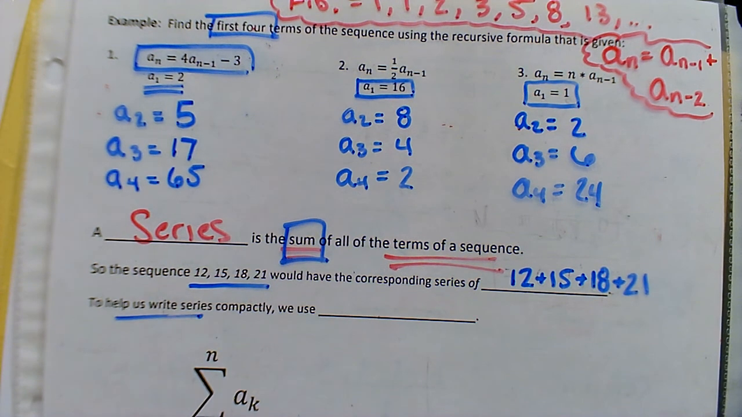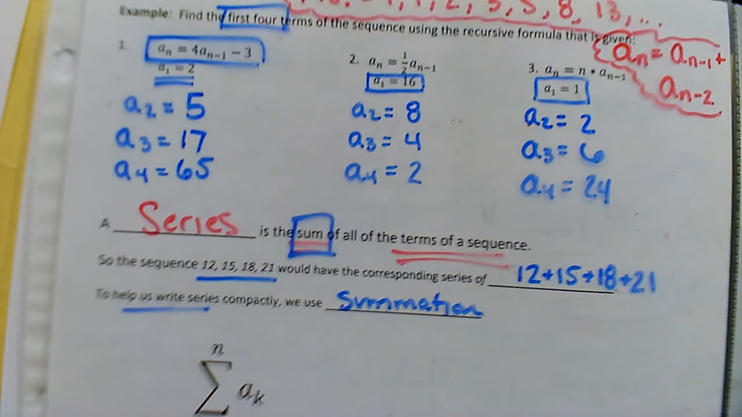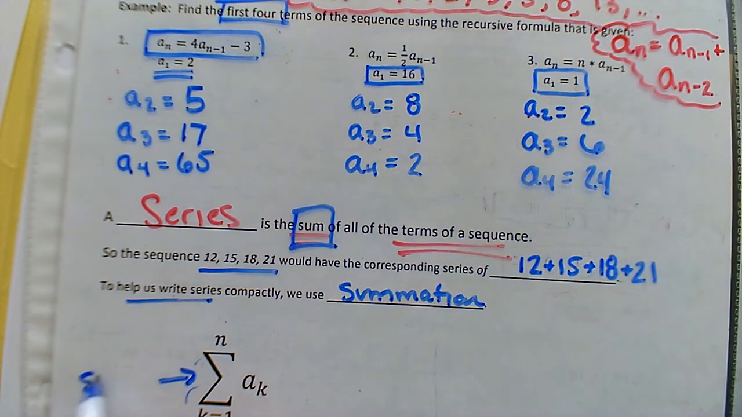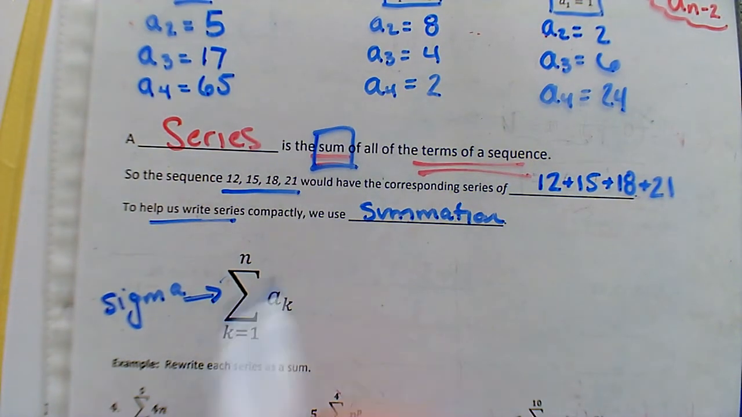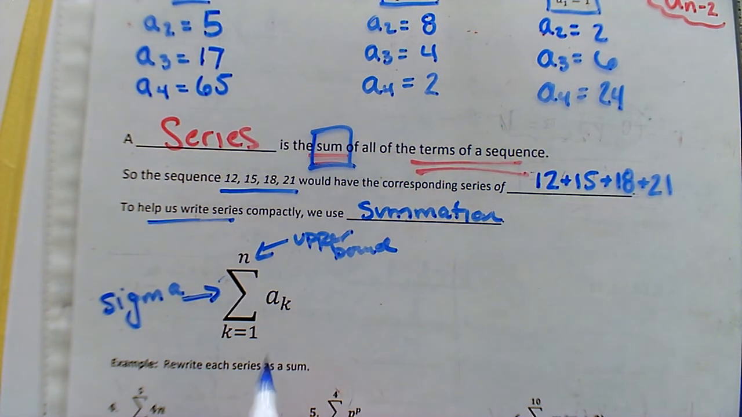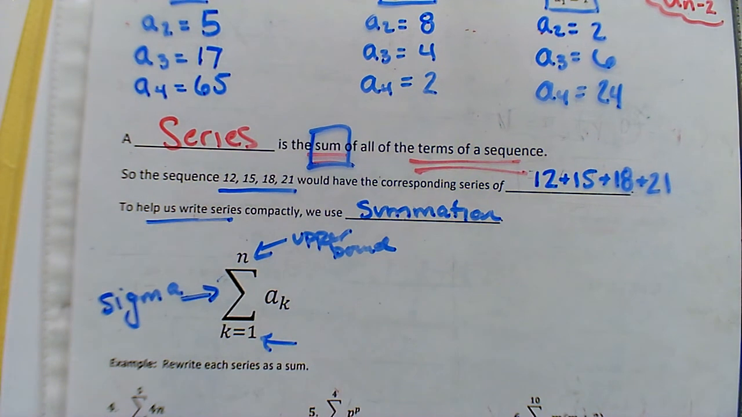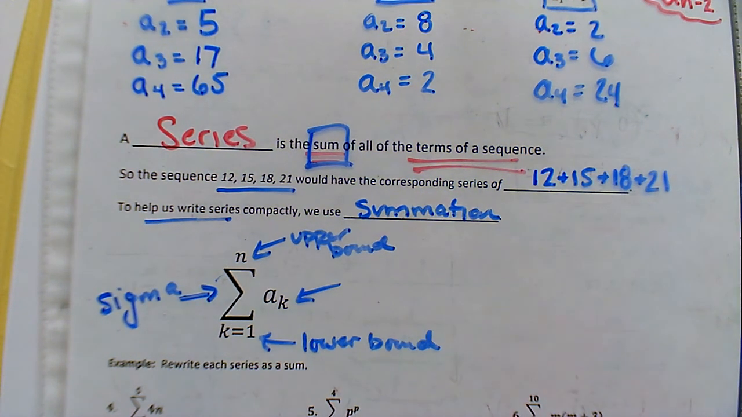So to help us mathematically write a series, we use what's called a summation symbol. It's this Greek letter called sigma. Maybe you've seen it before. And it kind of acts almost like an integral. This n up top is your upper bound. And this k number or n number or whatever it might be down below is your lower bound. And the a sub k or a sub n, whatever letter again, in the middle is your rule.